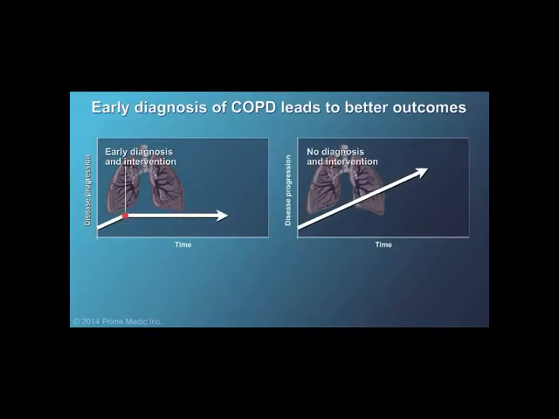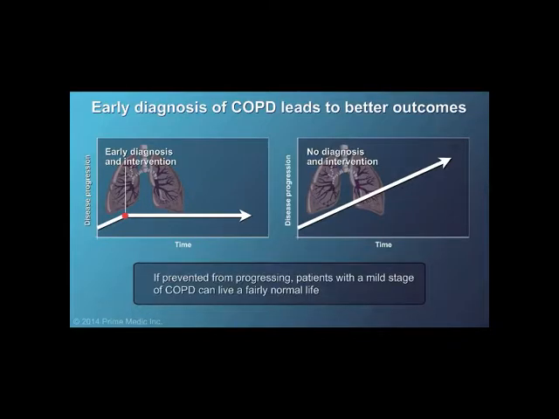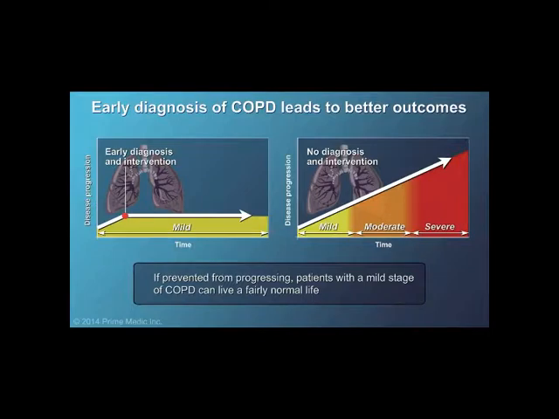Once COPD is identified, there are effective medications that can help patients do more and can help lower the chances of having COPD flares or acute exacerbations of COPD. If prevented from progressing, patients with a mild stage of COPD can live a fairly normal life. Patients with moderate to severe stages of COPD have a greater risk to their health and worse outcomes than those who are diagnosed with milder forms of the disease.